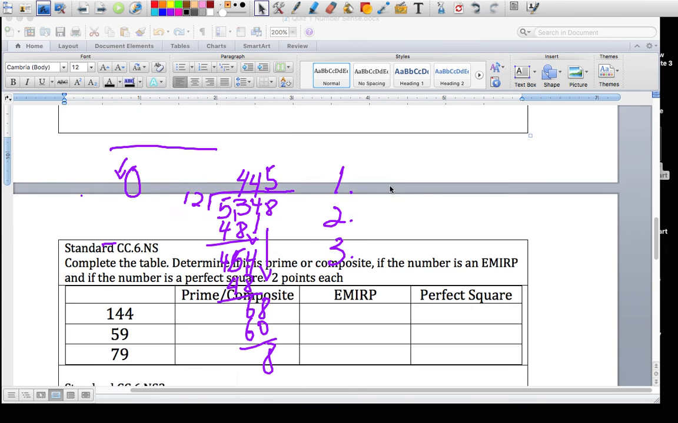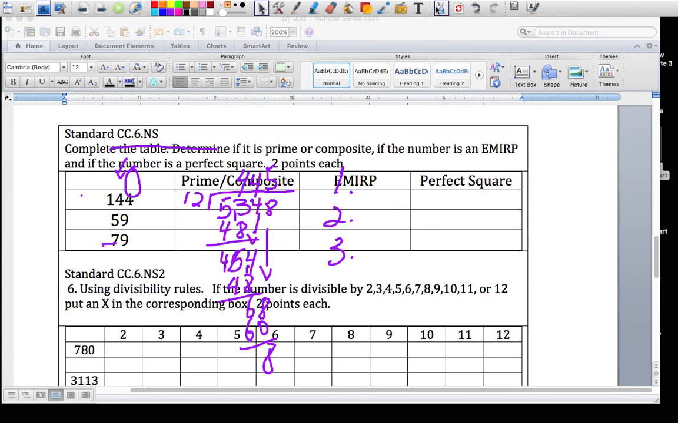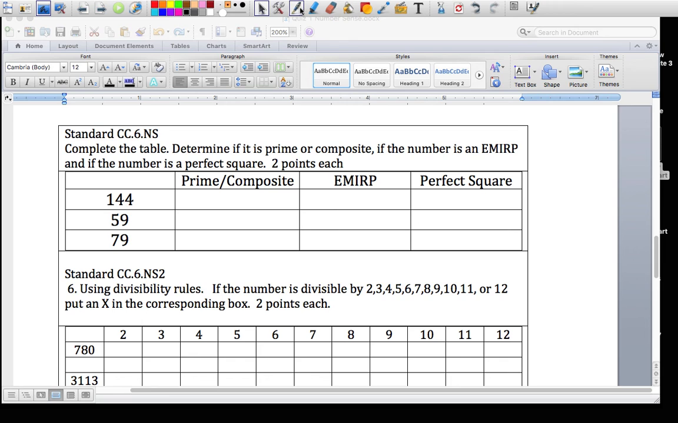Let me go to the next page. 144 is composite, a lot of factors there. It's no for MERP, and it's a yes for perfect square because we have 12 times 12. 59 is a prime, is the name of MERP. If I switch it around, it becomes 95. 95 ends in a 5, which means 5 is a factor, so it's no again. No for perfect square, no 2 exact numbers multiply to give you 59.